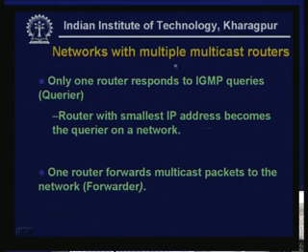Suppose you have a network with multiple multicast routers, that means the same network has multiple multicast routers. Only one router responds to IGMP queries. This is the querier. The router with the smallest IP address becomes the querier on a network. One router forwards multicast packets to the network, so that is the forwarder. What I was saying is that if a network happens to be so constituted that there are 2 routers connected to it and both of them support multicasting, in that case only one router will actually do the querying. Out of these 2 routers, whichever has the smaller IP address is the one which will do the querying.